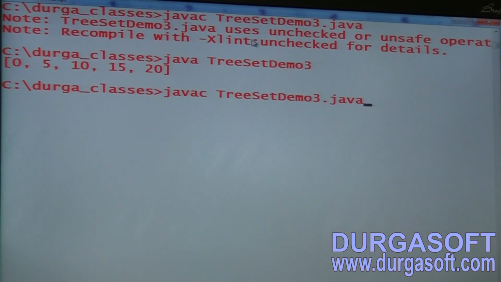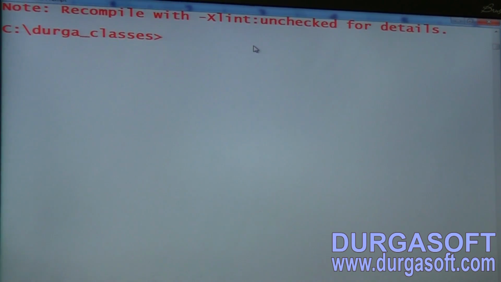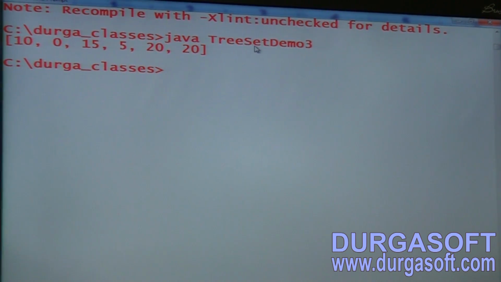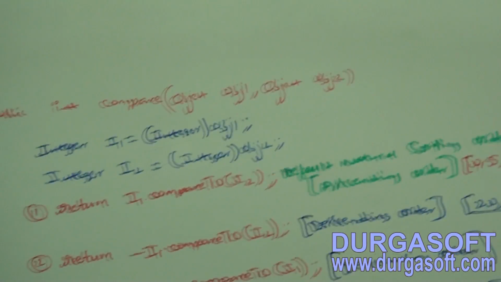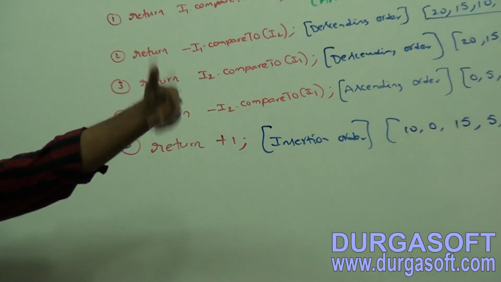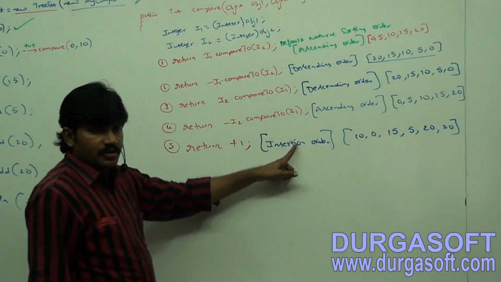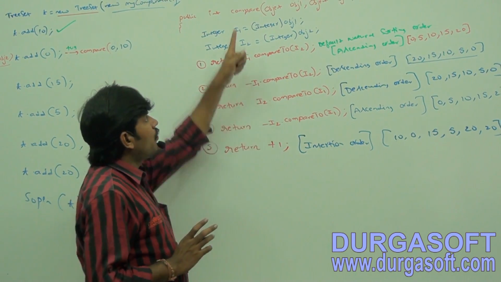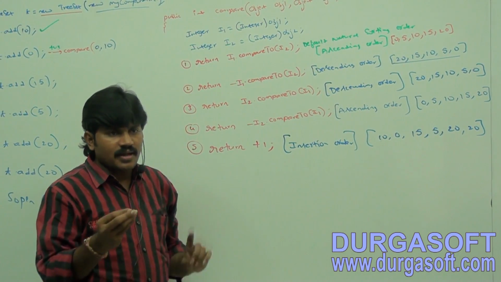Now observe. What answer are we going to get by default? 10, 0, 15, 5, 20, 20. Because 20 is the duplicate, but still your compare method is not telling that it is the duplicate. Plus 1 means always take at last, next like insertion order, right? 20. So JVM is simply a dummy person here. Pass what you are returning. Based on that I will arrange.